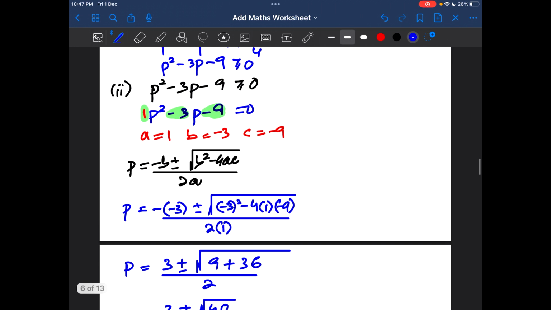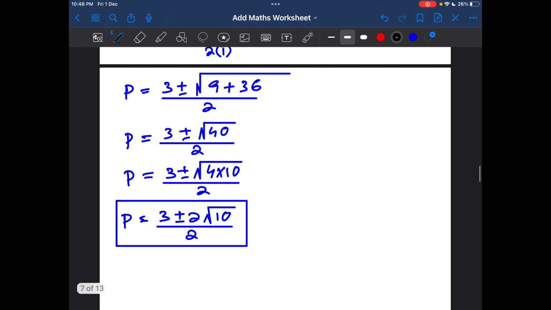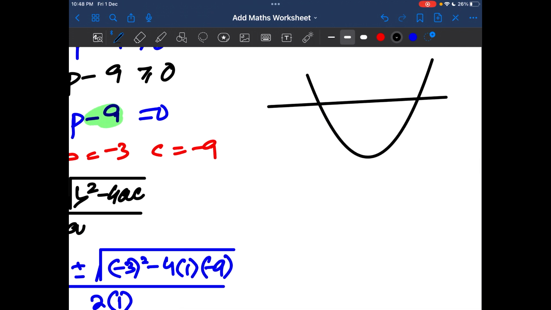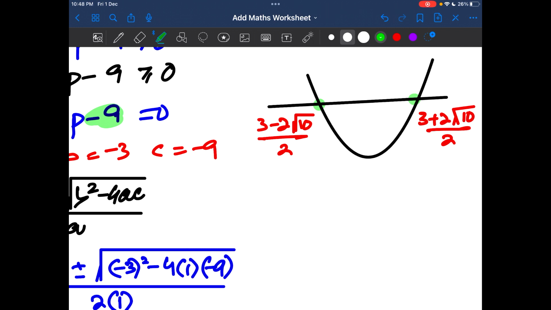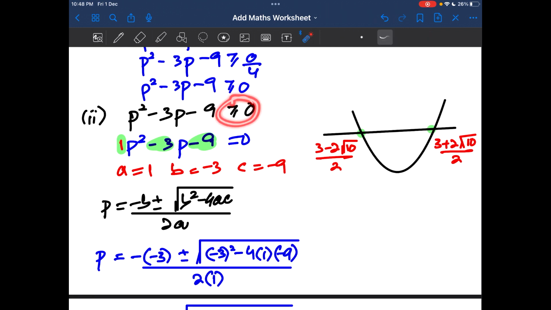But this is an inequality over here. We for now have done equal to 0 and got the value of p here. So how are we going to find the value of p when the expression is greater than or equal to 0? Since p squared is quadratic, we're going to have the quadratic graph here. We have two values of p: 3 plus 2 root 10 upon 2, and 3 minus 2 root 10 upon 2. We need to check at what values it is greater than or equal to 0. This portion over here is greater than or equal to 0, and this portion over here is greater than or equal to 0.